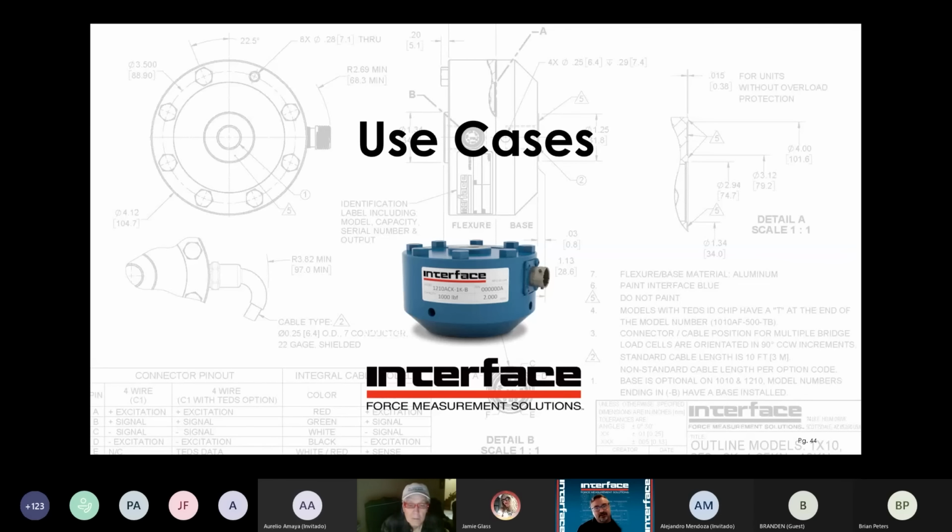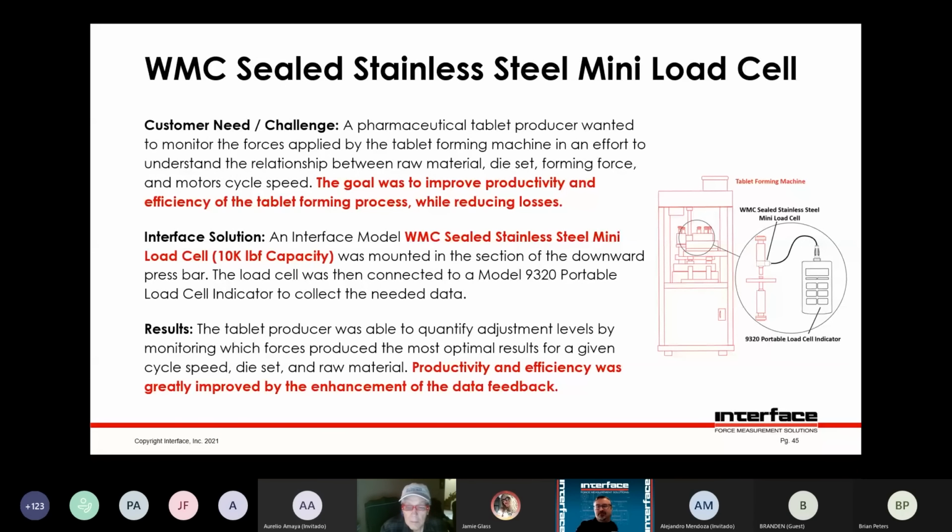Use cases. There are just a few use cases we put together to demonstrate why you might pick one type of load cell or another. This is a pill press machine. It was important that the load cell had a small size so it could fit into the machine. It also had to be cleanable, because it's a machine that makes pills for human consumption. So you needed a stainless steel sealed load cell that could be cleaned, and small enough to fit into the application.